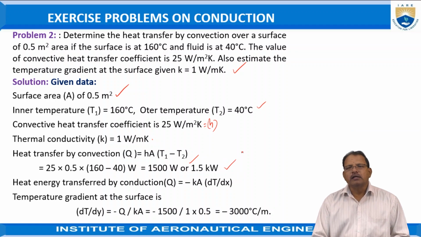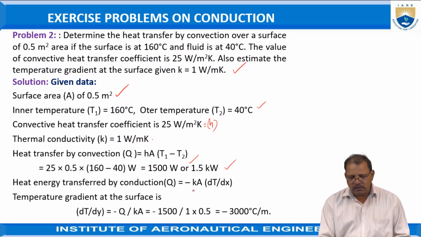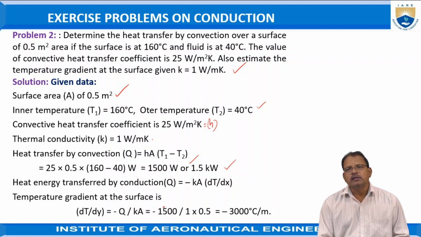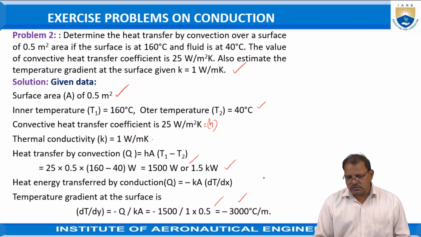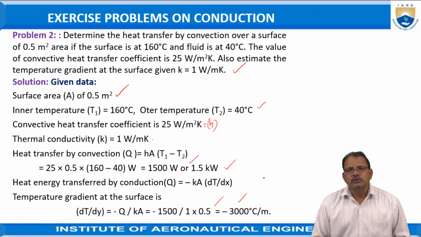The heat transfer by conduction is equal to minus K into A dT by dx. From this relationship, we get dT by dx, where the amount of heat energy that is transferring is equal to the amount of energy received from the convection process. Hence, dT by dx is equal to minus Q by K into A, which is minus 1500 divided by 1 into 0.5, which is equal to minus 3000 degree centigrade per meter.